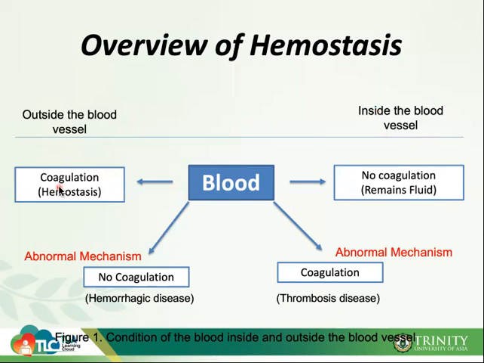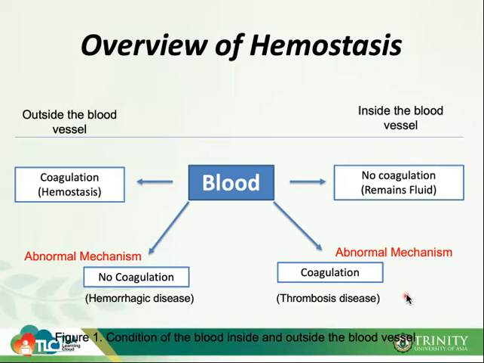Now the problem is that there are some hemostasis abnormalities, abnormal mechanisms inside our body that might cause the opposite of what I just mentioned. What happens when your blood is inside your blood vessel and it coagulates? That's the problem, because it would lead to thrombosis diseases. The result of excessive clot formation or persistence of a clot inside your blood vessel can lead to thrombosis. They can occlude your blood vessel, so your oxygen and nutrients cannot pass through, and that organ or that particular part of your body would be deprived of nutrients and would eventually be damaged, or it can even lead to cell death.